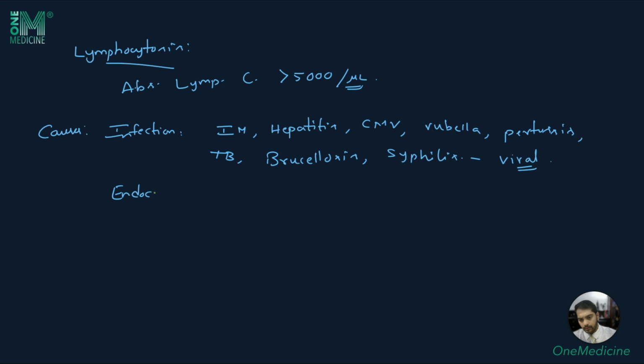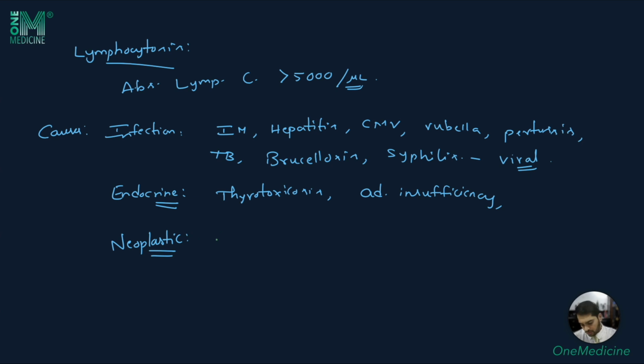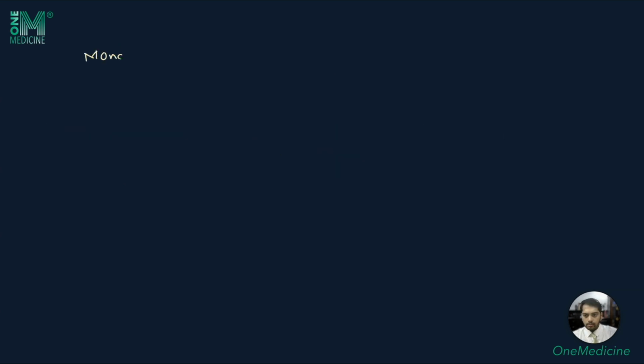Endocrine disorders where lymphocytosis is seen include thyrotoxicosis, adrenal insufficiency. Neoplastic conditions can also cause lymphocytosis. Examples include chronic lymphocytic leukemia, which is the most common cause of lymphocytosis, especially beyond 10,000 cells per microliter of absolute lymphocyte count. The next WBC is monocytosis.